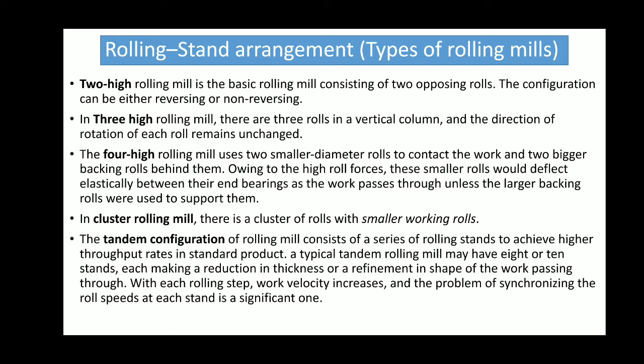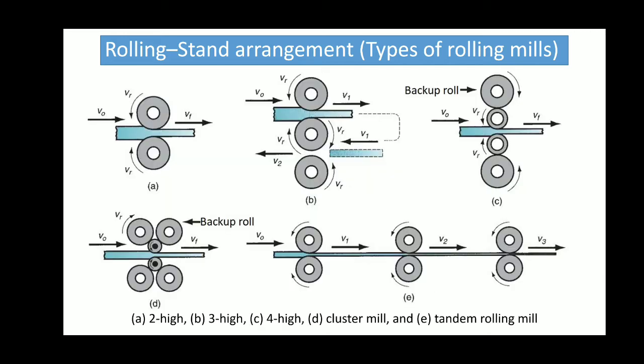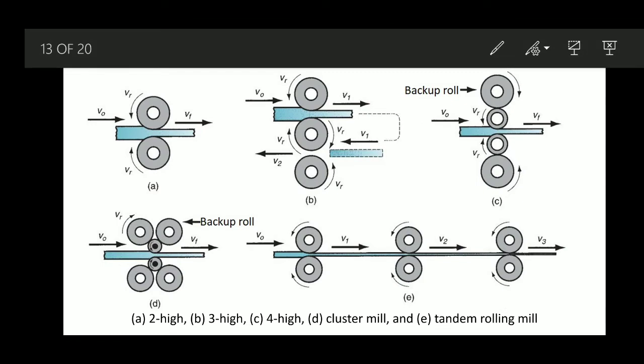This is the most basic rolling mill, where it consists of two opposing rolls. We already know the rolls. Okay, they rotate in the opposite direction. So in the 2 high configuration we have only two rotating rolls. Okay, so this particular configuration is the 2 high arrangement.